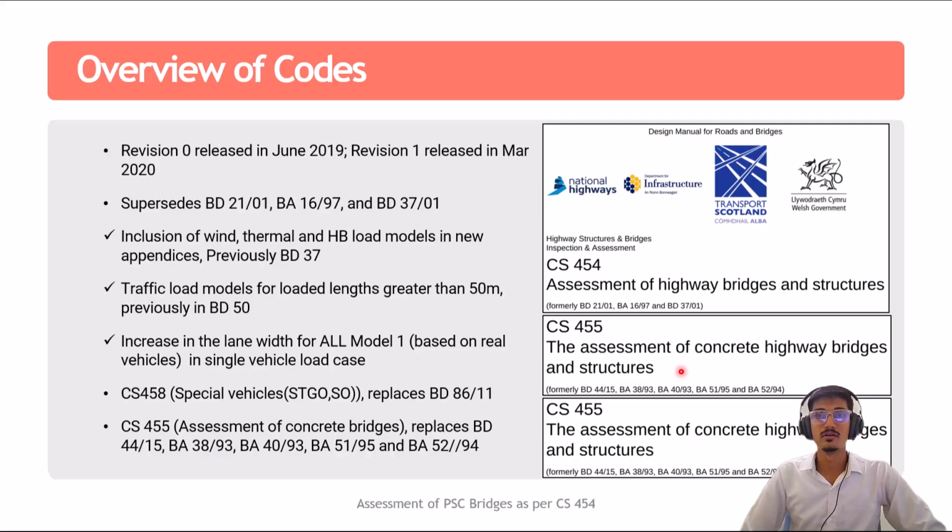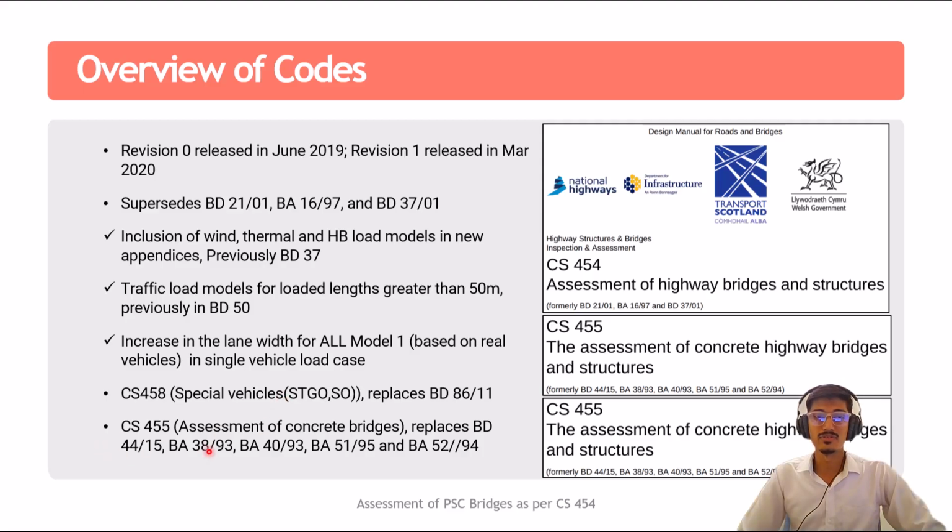Now let's see the overview of codes. So as you know, CS454 is superseding BD21 and CS455 is also superseding BD44. So it was introduced as a design manual for roads and bridges, and its first revision was in 2019 with a revision later. Now, there were several changes from the old code. So there was inclusion of wind load, thermal load, and HB load models, and also for loaded lengths greater than 50. This was not there earlier, which has now been introduced.